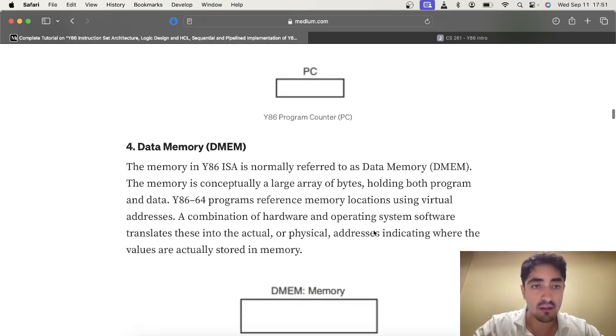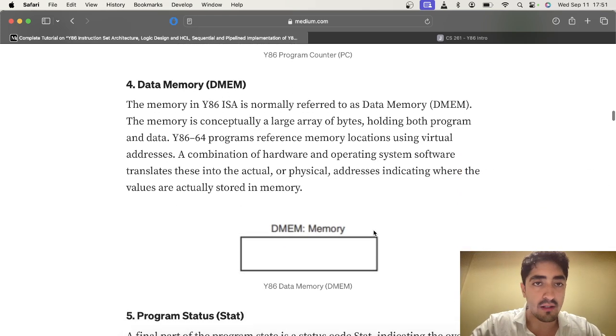All right, perfect. So data memory. I read this as dynamic memory, but it's data memory. The memory in a Y86 is normally referred to as data memory, DMEM. The memory is conceptually a large area of bytes holding both program and data.